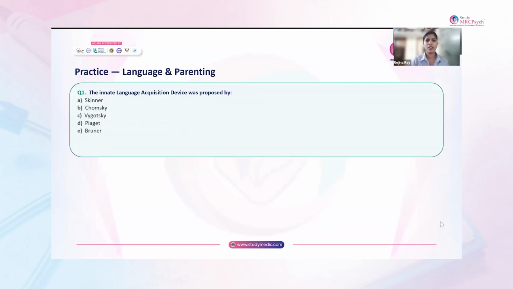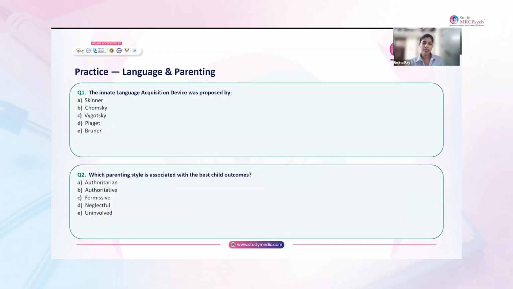So let's try to solve a few questions from this section. The innate language acquisition device, LAD, was actually proposed by Chomsky. Skinner is associated with operant conditioning. Chomsky gave the theory of innate language development, that is the LAD. Bruner gave LASS, language acquisition support system. Next question, which parenting style is associated with the best child outcomes? I hope you know, we already discussed, it is authoritative parenting.